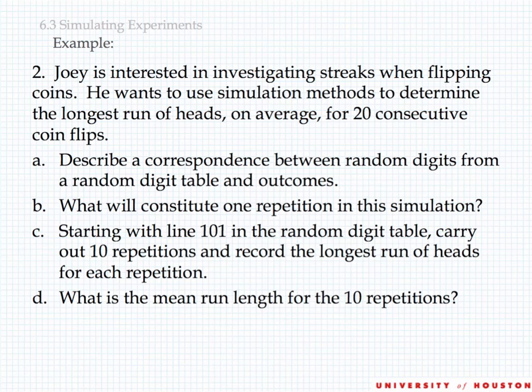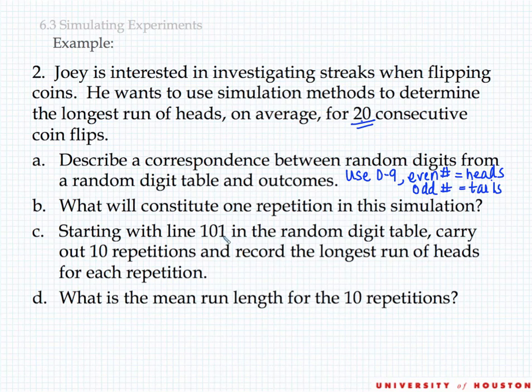50% heads, 50% tails. So let's go ahead and say that we're going to use the digits 0 through 9, where an even number represents heads and an odd number represents tails. What will constitute a repetition, one repetition from this simulation? Well, he's doing 20 consecutive coin flips, so one repetition would be choosing 20 one-digit numbers.